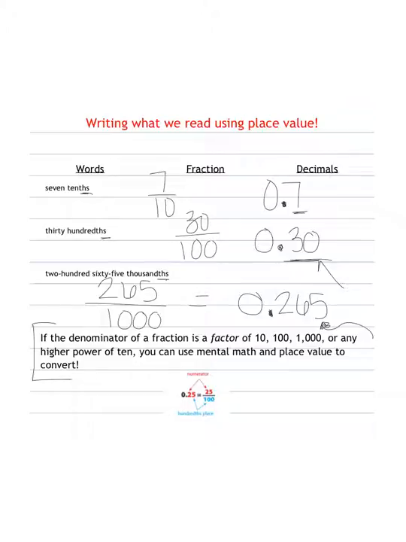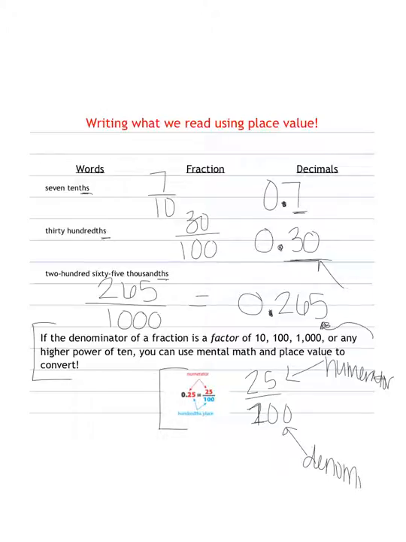So we see that we have 0.25, which is 25 hundredths. And then I just know that 0.25 written as a fraction would really be 25 hundredths. This top number is the numerator. Bottom number is the denominator. Not sure if I spelled that right.